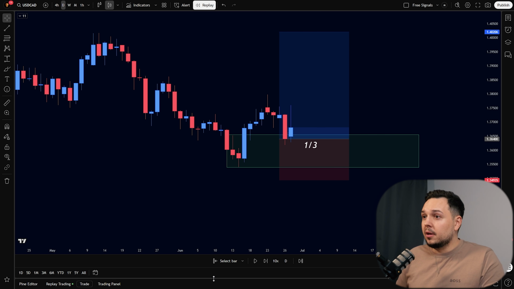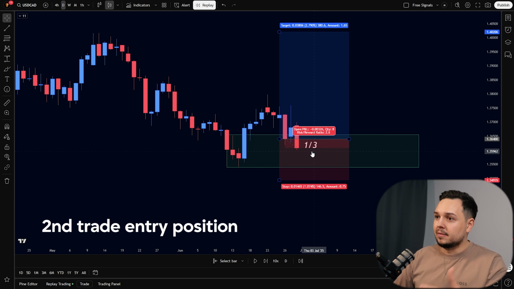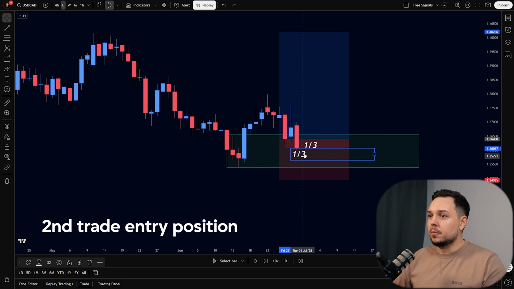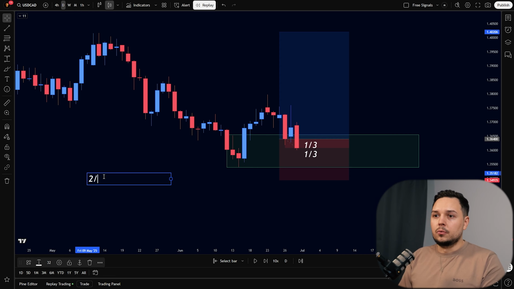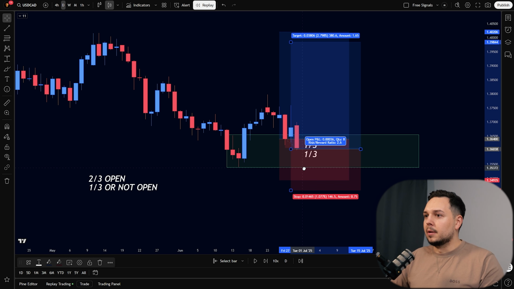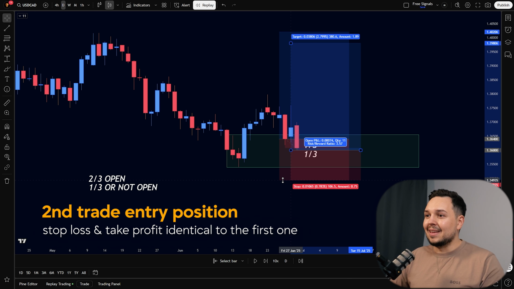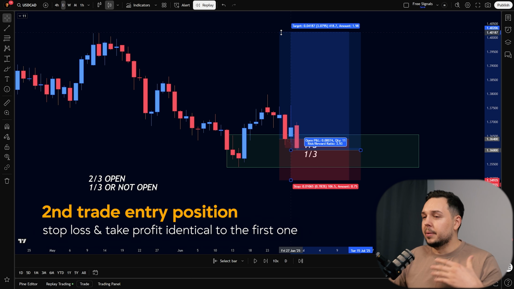If the price does pull back a little lower, this is your second entry. So as you can see, it pulls back lower. Maybe we would open another 1/3 over here. So we already have 2/3 open and 1/3 is closed, or actually not open. But this is what you want, so you would open it, boom, something like that, wherever you enter, and then your stop loss is identical to the first one. Take profit, same thing, just a little bit more exposure.